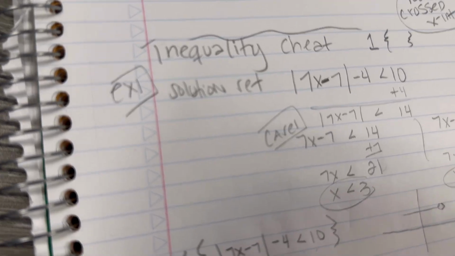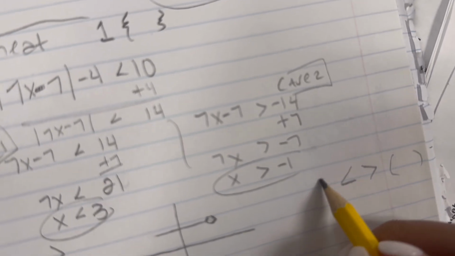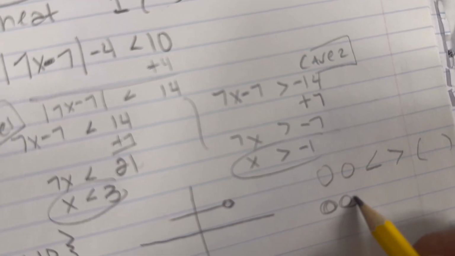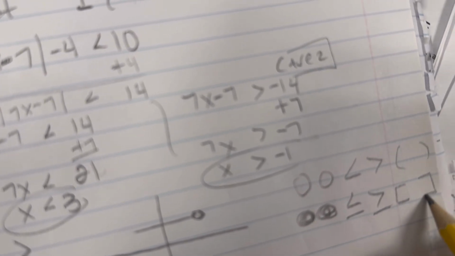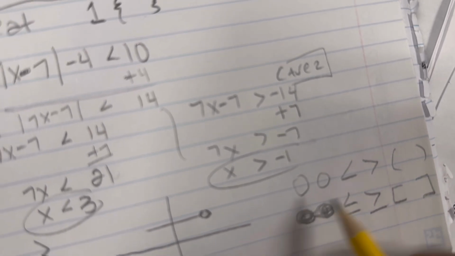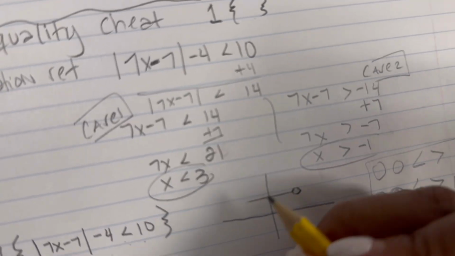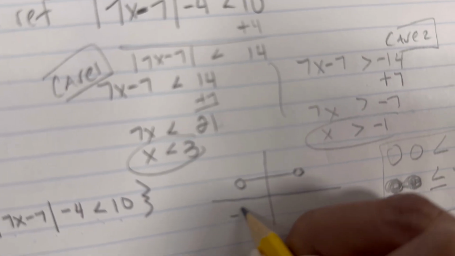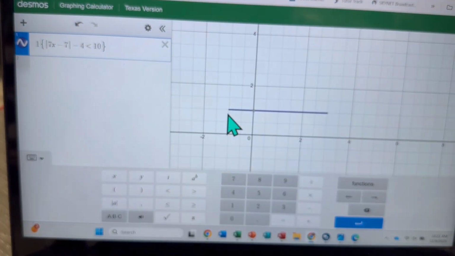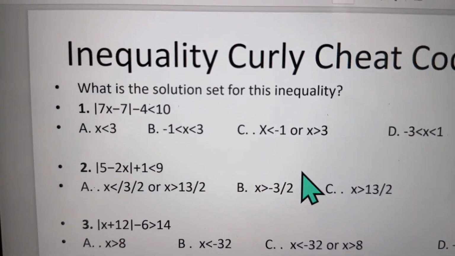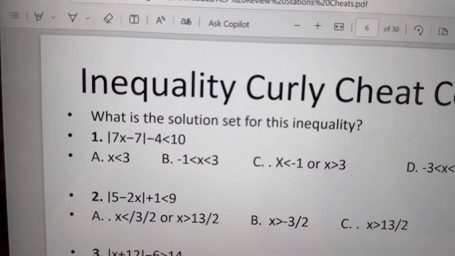It's open because this is like this. If it's these ones, it's open. If it's closed, right, it has a line, and it's a bracket. Make sure you have that in your notes on every page somewhere, right? You need to know that. So from negative 1 to 3 is your answer. So your answer would be negative 1 to 3, okay?